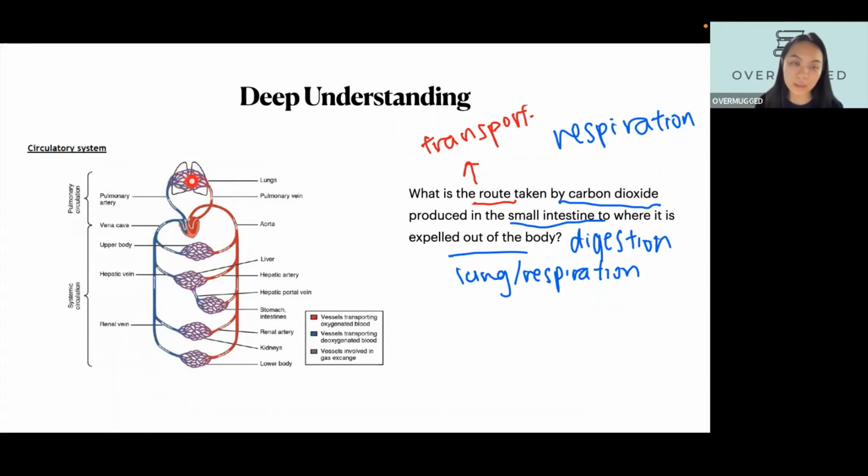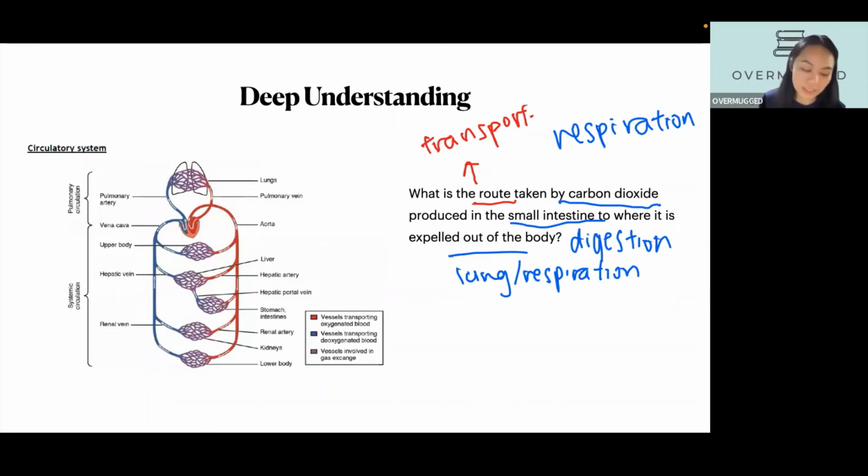And then from the lung, it's expelled through the alveoli. You have already learned that the alveoli are the gaseous exchange site. So again: small intestine, liver, hepatic portal vein, vena cava, the heart, right atrium, right ventricle, pulmonary artery to the lung, and then from the lung it gets expelled out of the body. That is the route taken. When you have this picture, it becomes very easy. You just literally trace where it's produced and where you want it to go.